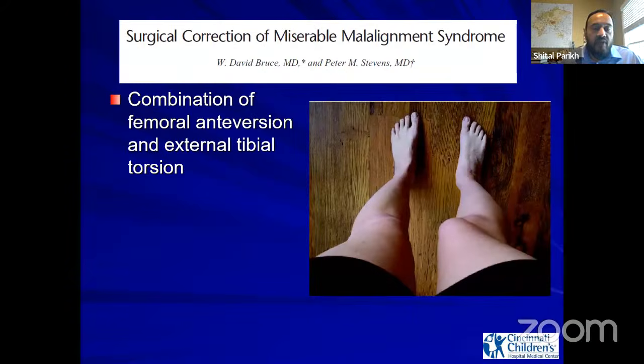We often see patients with miserable malalignment, which is a combination of femoral anteversion and external tibial torsion.